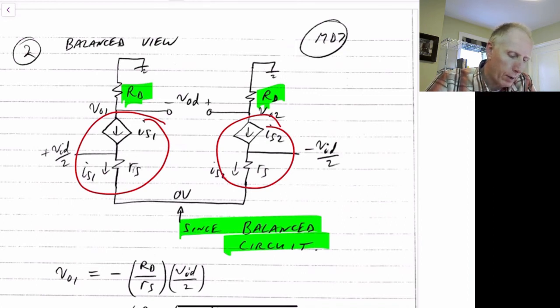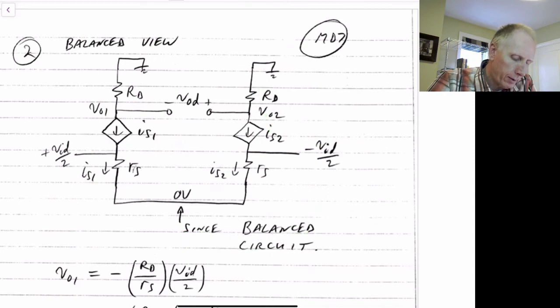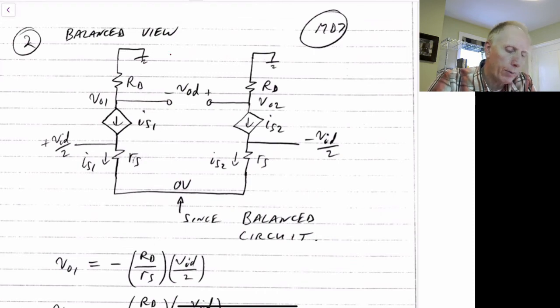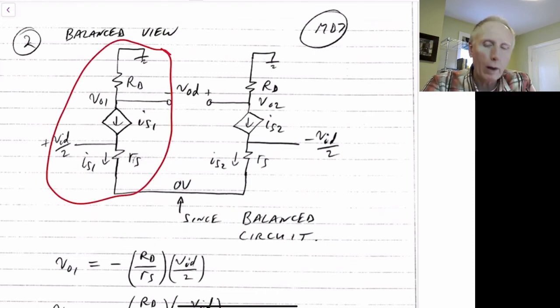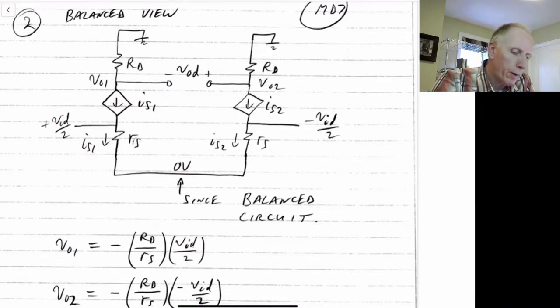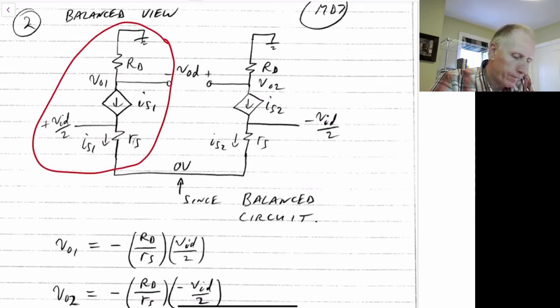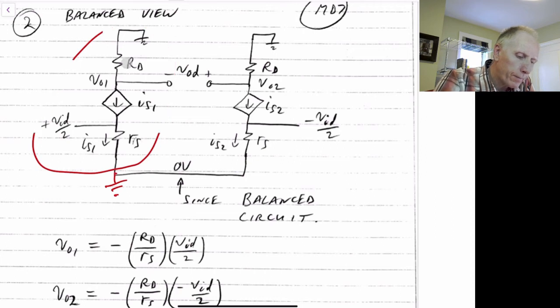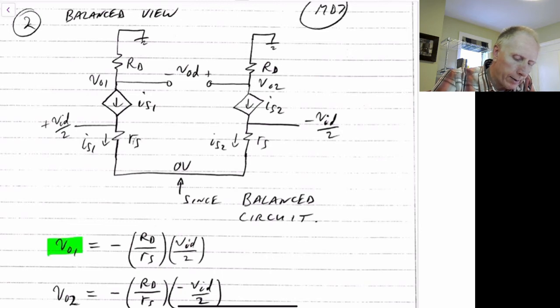So really then we just need to find the gain on one side here, and then the other side will have the similar gain. So we know from before, this is just a common source amplifier. So we can think of this as being grounded at this point, since it's always at 0 volts. And then we can write the result that VO1 is just equal to minus RD over RS times VID over 2. So it's just looking at the left-hand side all by itself.